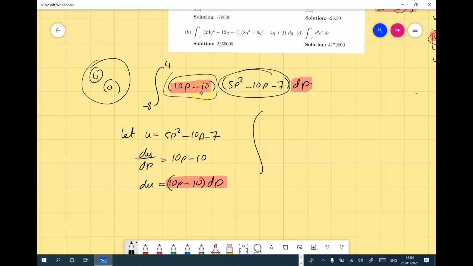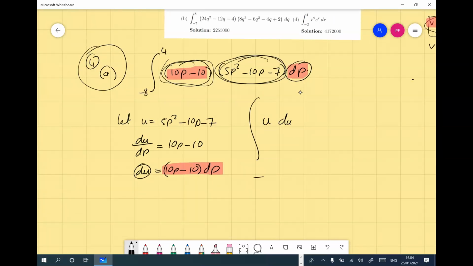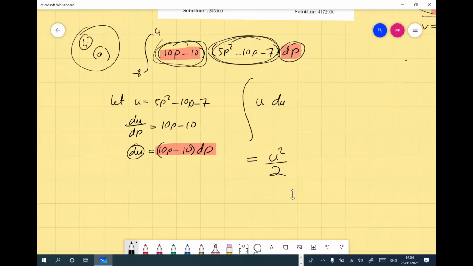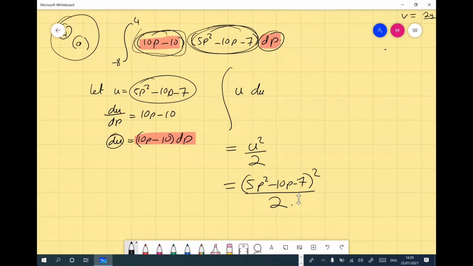So my 5p squared minus 10p minus 7 is just u, and my 10p minus 10 dp I'm swapping out for du. So the integral of that is nice and tidy. It's just u squared over 2. Now we'll bring back in what u is. U is 5p squared minus 10p minus 7. So it's 5p squared minus 10p minus 7, all squared, all over 2. And that's your integral. But now we need to put in our limits.